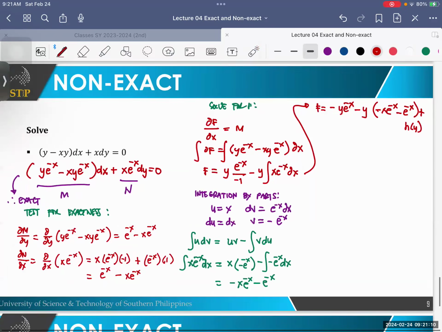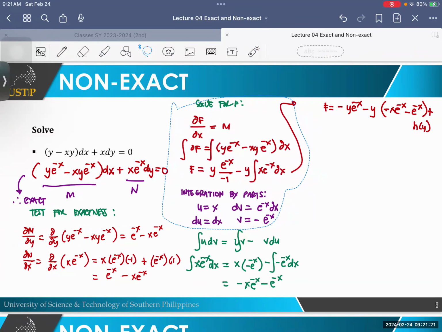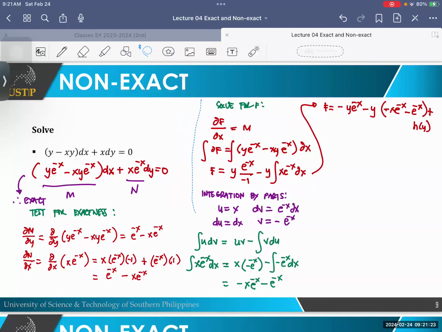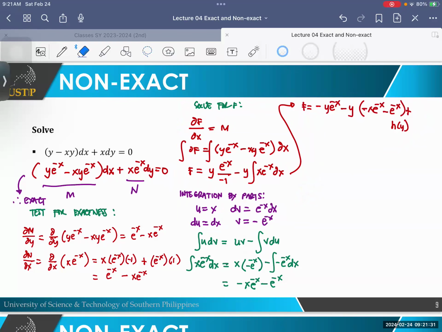Okay, after which, class, let's make enough space there. So you have h of y.